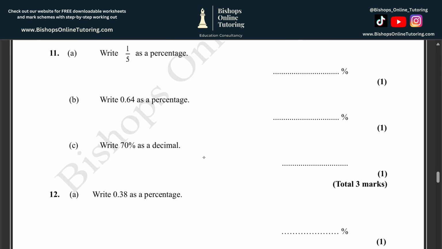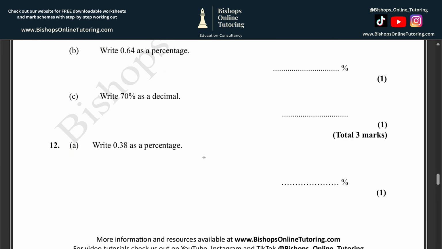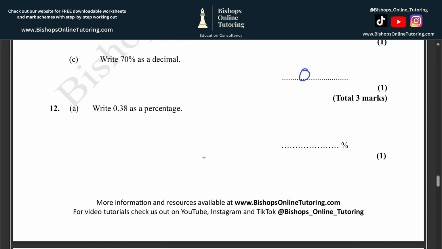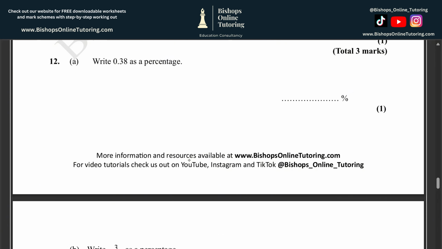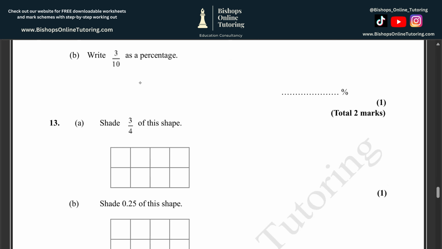Write 1 over 5 as a percentage. Now, 1 over 5, we can multiply the top and bottom by 2, and that'll give us 2 and 10. Now, we can multiply the top and bottom by 10, and that'll give us 20 over 100. Now, 20 over 100 is 20%. Write 0.64 as a percentage. That's just going to be 64%. Write 70% as a decimal. That's just going to be 0.7. Write 0.38 as a percentage. That's just going to be 38%. Write 3 over 10 as a percentage. Now, 3 over 10 is the same as 30 over 100, which is the same as 30%. So our answer is 30%.